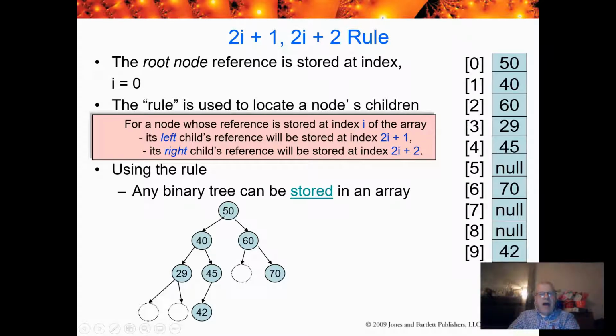So if index i is 0, 50 goes there. 2 times 0 plus 1 is 1, so 40 goes there. 2 times 0 plus 2 is 2, so 60 is the right child, and it goes in index 2, and so forth down the line.